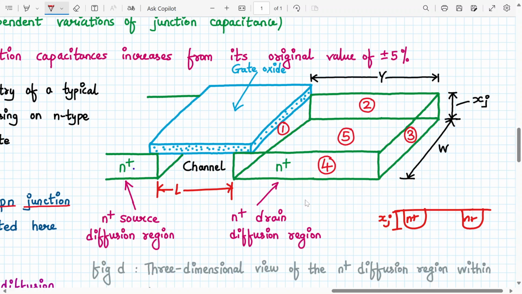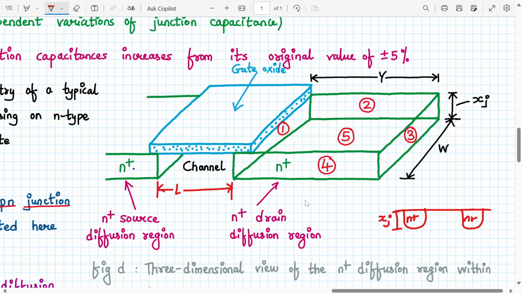This diagram shows a partial geometry of a typical n channel enhancement MOSFET, focusing on the n type diffusion region within the p type silicon. So we are basically focusing on this region. We have written over there, see 1, 2, 3, 4. These are all side walls. Yes or no? And 5 is the bottom area. Understanding? 1, 2, 3, 4, these are side walls.